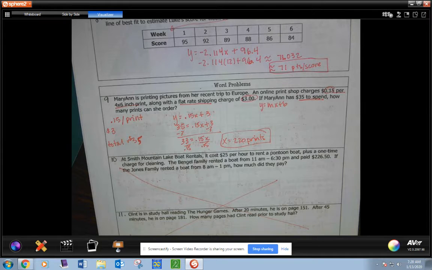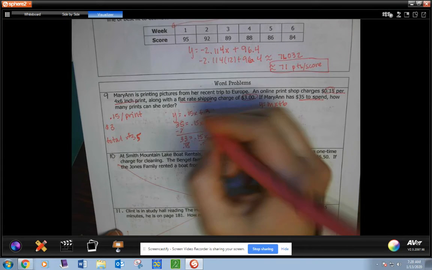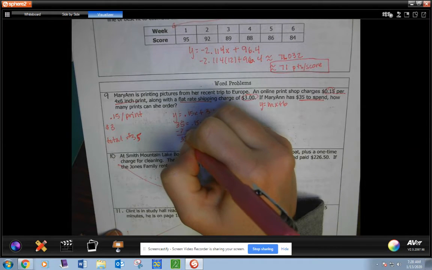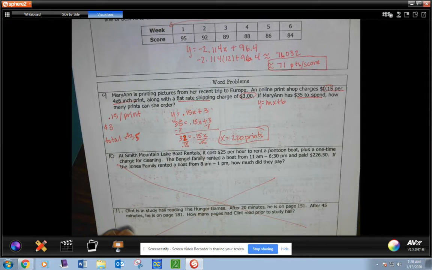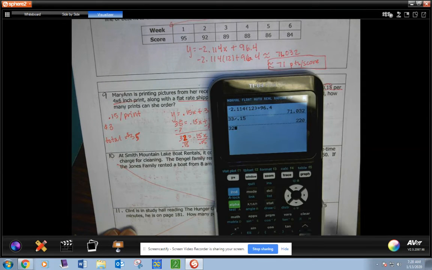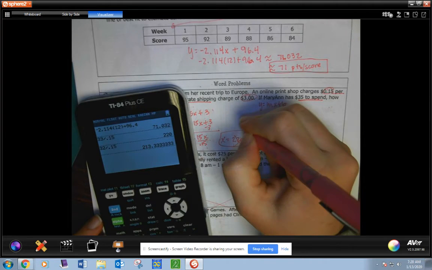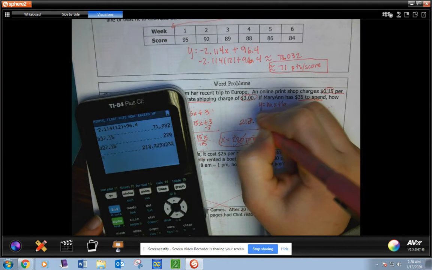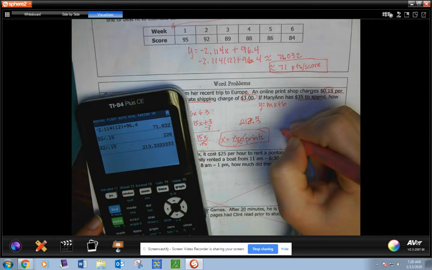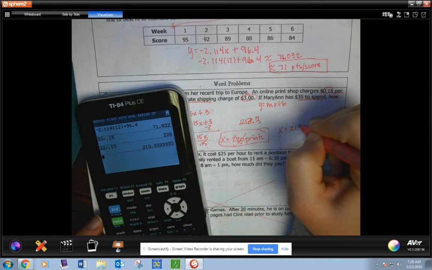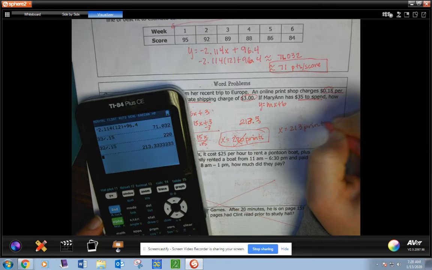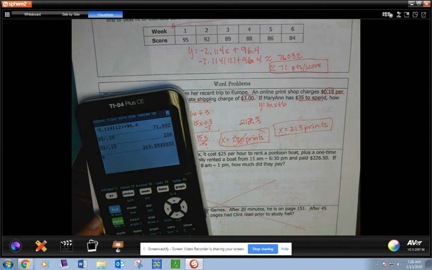Oh, wait. Mrs. Henson can't do her math right. Let's fix this really quick. When I subtract 3, that gives me 32. I apologize. And so when I do this, 32 divided by 0.15, that gives me 213.3 repeating, which means I can only have 213 prints because I don't have enough money to get up to the 214. Okay, sorry.